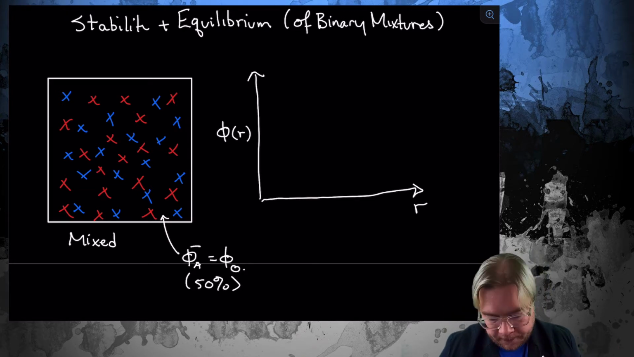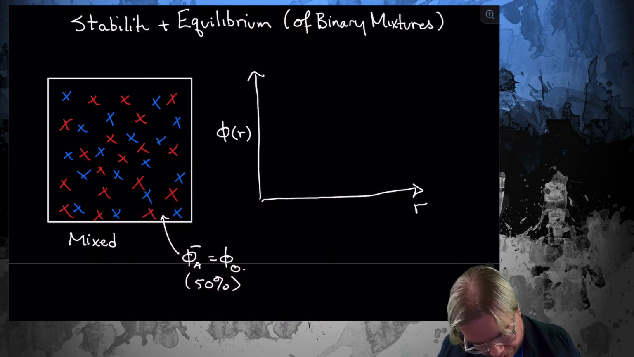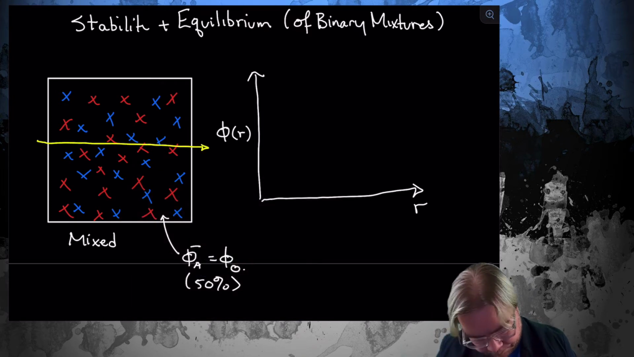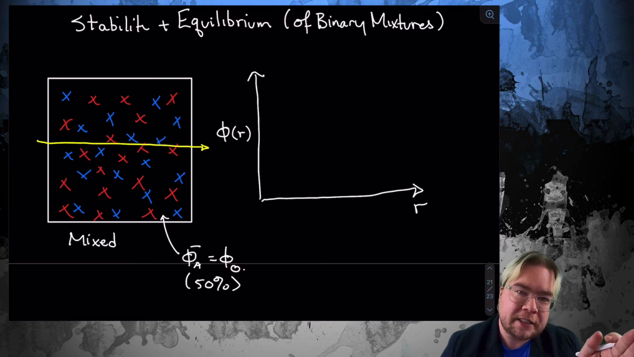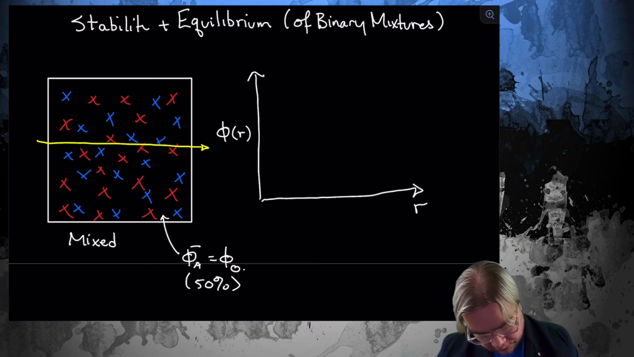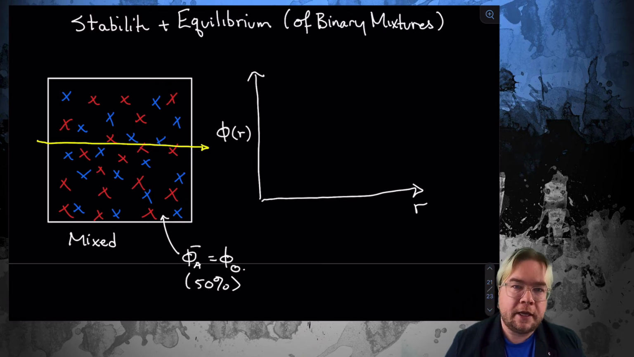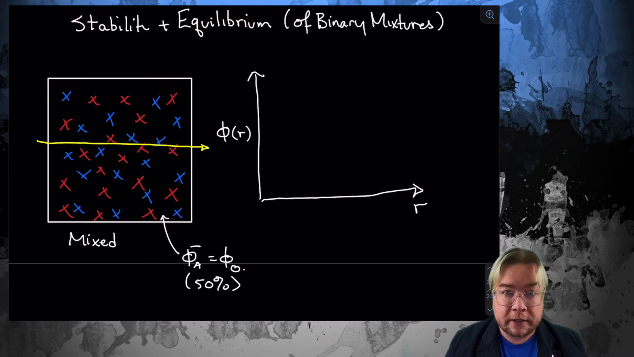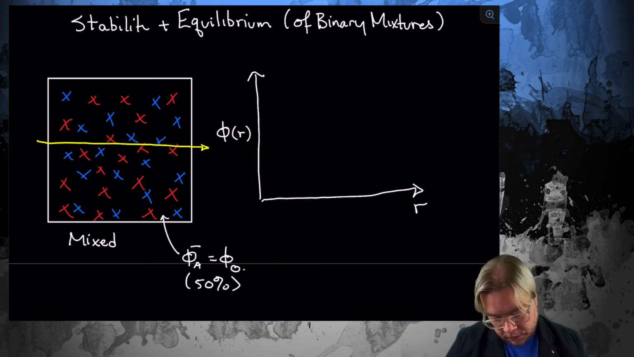In other words, if I was preparing this mixture, I might say, oh, I'm going to make a 50% A, 50% B mixture. The next thing that I want to do is take a slice through this system like that, and see what the volume fraction is as a function of distance as I trace my way across. So if I do that, you can see in this image that if I make it 50%, there are as many A particles as there are B particles, and that they're evenly mixed. They're completely mixed up randomly.